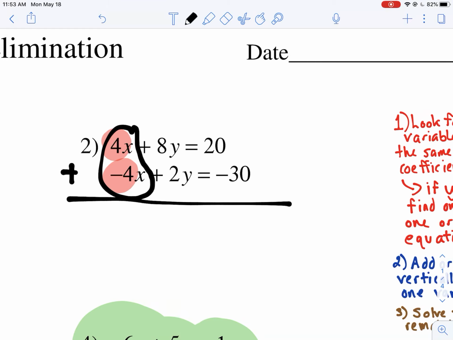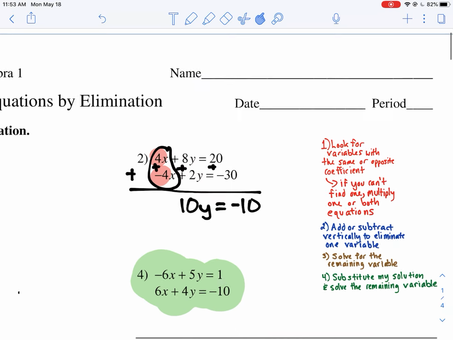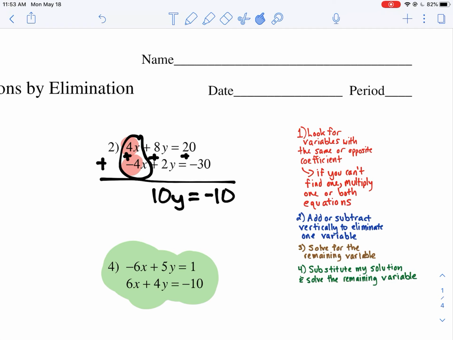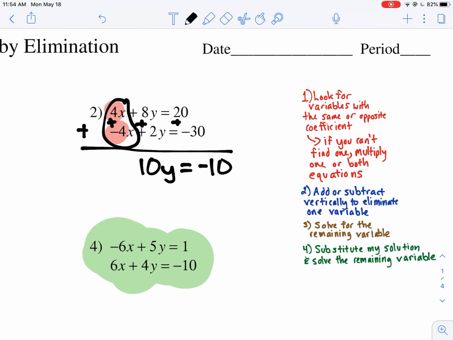I like that. I'm going to do 8y plus 2y. A little foreshadowing. I get 10y. And then I'm going to even put little plus signs here so I know what I'm doing. 20 plus negative 30 is going to give me negative 10. So I get 10y equals negative 10. You'll notice that leaves me with just one variable now instead of the 2 I started with. My third step is solve for the remaining variable.